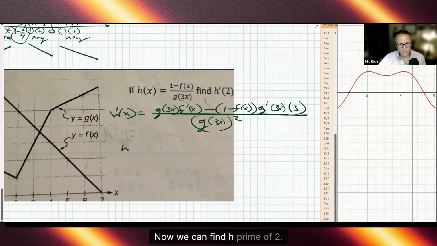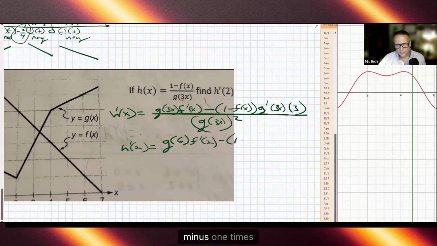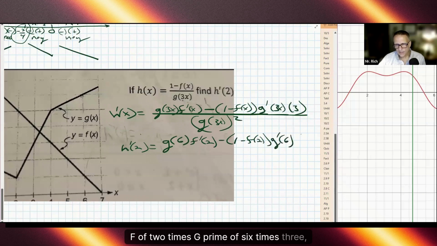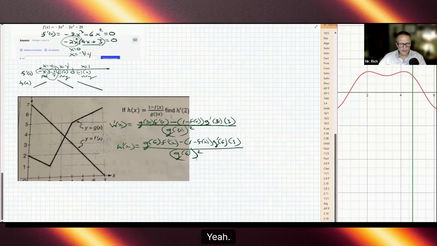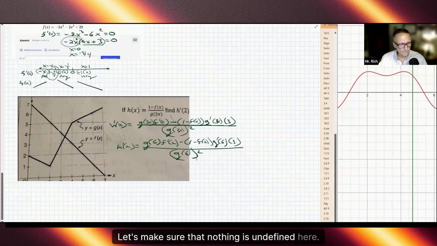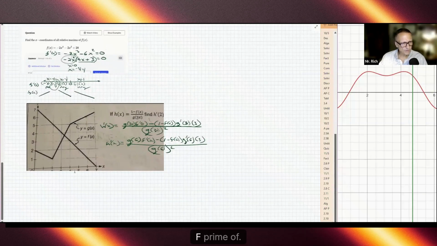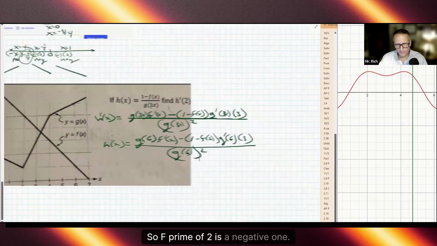Now we can find h prime of 2. I don't think I'm going to go all the way with this one, Taylor, but it would end up being g of 6 times f prime of 2 minus 1 minus f of 2 times g prime of 6 times 3, all over g of 6, that whole thing squared. So all of these values can come off of this. Let's make sure that nothing is undefined here. For f prime, that slope is a -1. So f prime of 2 is a -1.